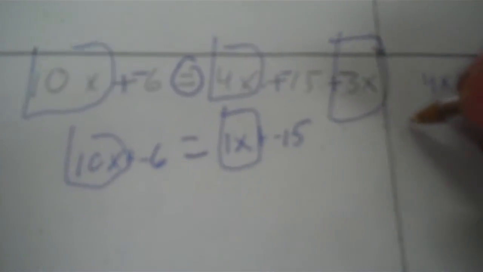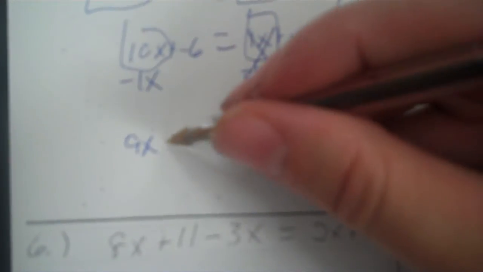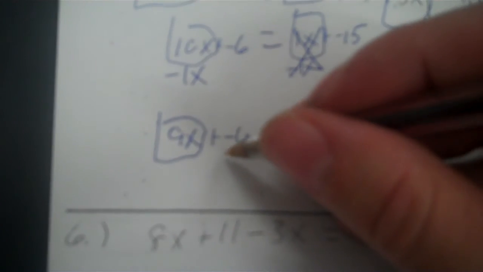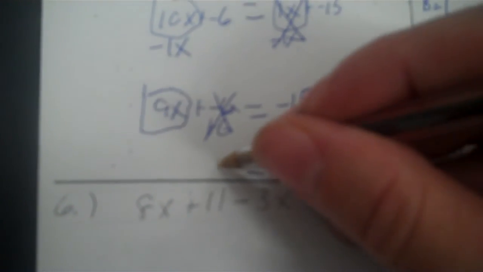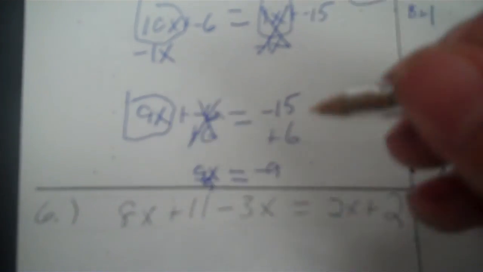Now they're on opposite sides, so now I need to balance. I'm going to take the 1x away by subtracting it. So over here you got 9x plus negative 6, and over here you got negative 15. So we will box up 9x. That's a negative 6, so you add 6. Then you got 9 times x, and that's negative 9. So I divide by 9. Negative 9 divided by 9 is negative 1.